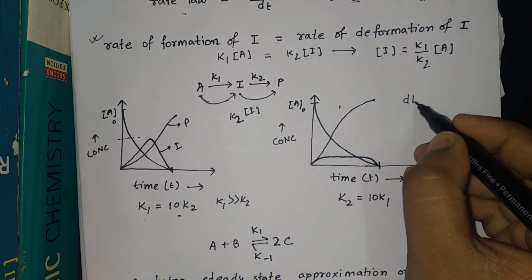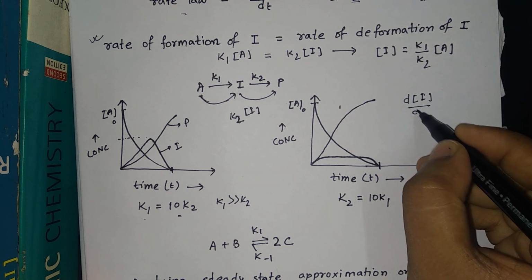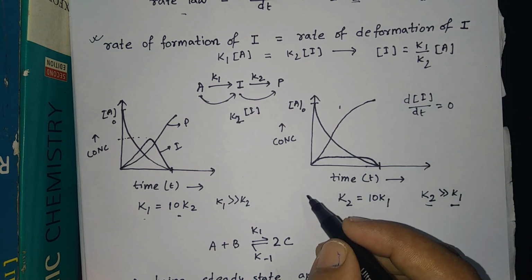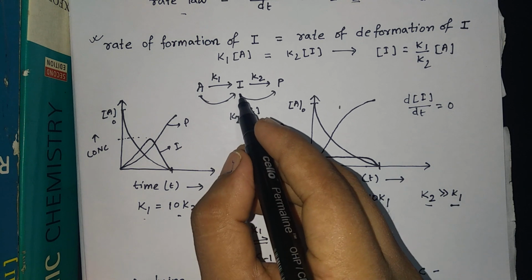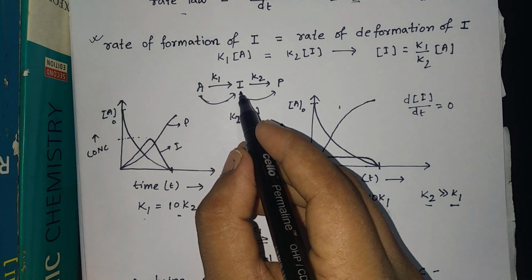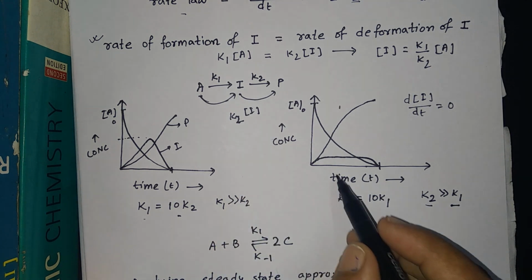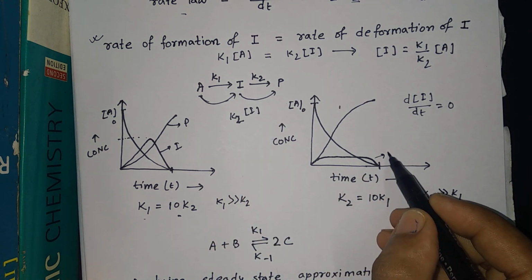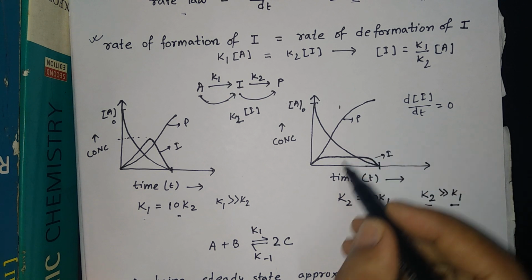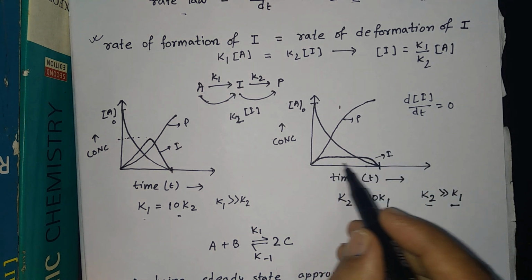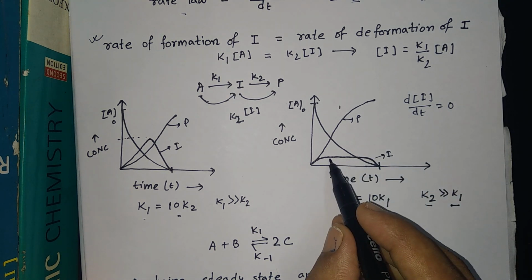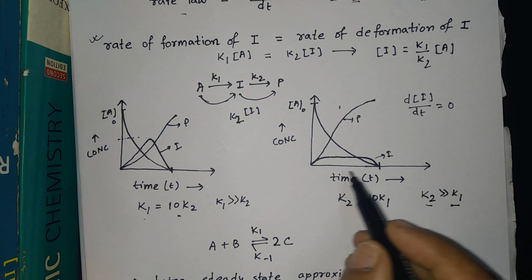So in that case we can make the approximation that dI/dt is equal to 0. This negligible concentration of the intermediate throughout the course of the reaction is nearly constant. So guys, you can see here, this is the concentration of the intermediate, this is the product. The concentration of the intermediate is very low and constant throughout the reaction time.